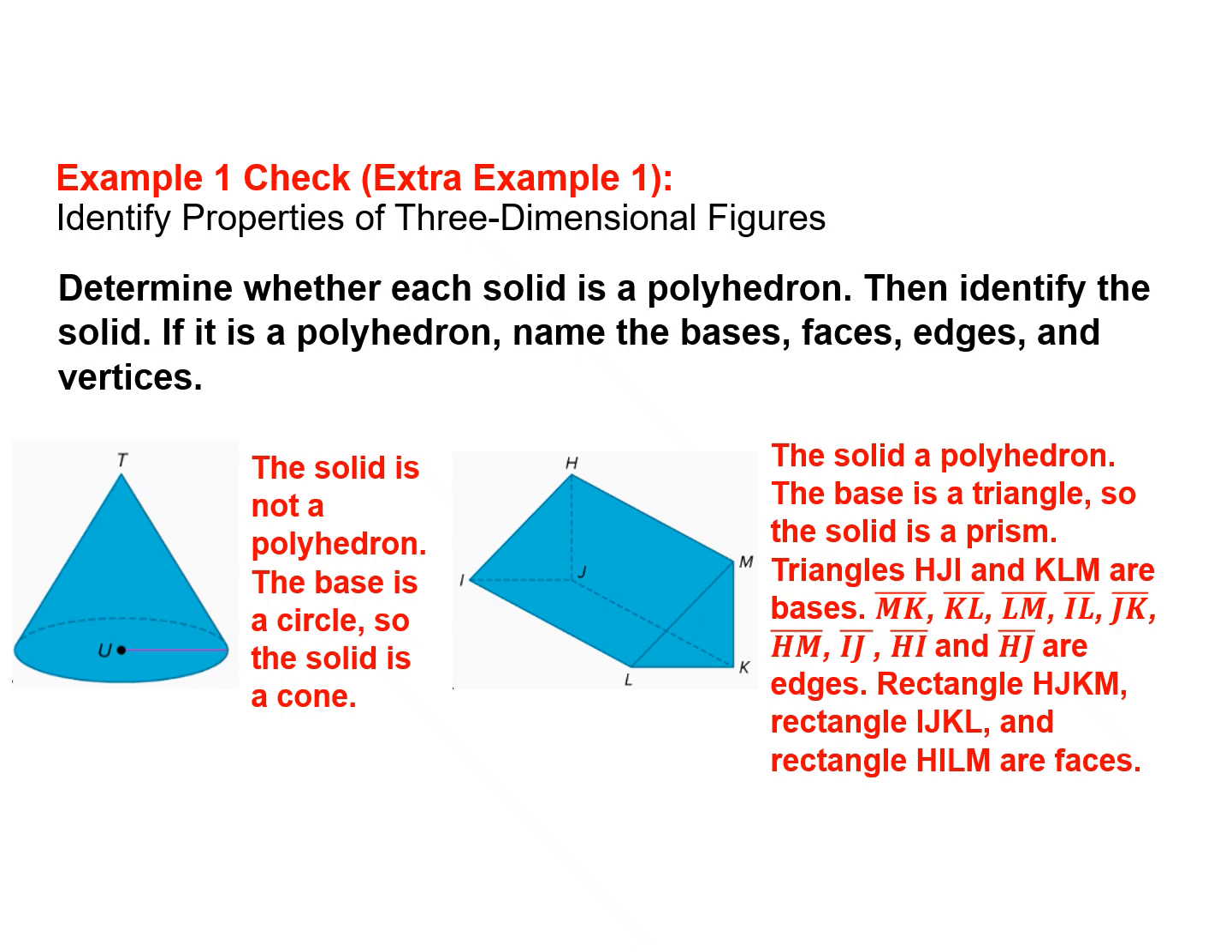Okay, so the first one is a cone, so this is not a polyhedron. The base is a circle, so the solid is a cone. The second one, the solid is a polyhedron. The base is a triangle, so the solid is a prism. This is a triangular prism. And they go on to name all of the surfaces and edges and vertices.